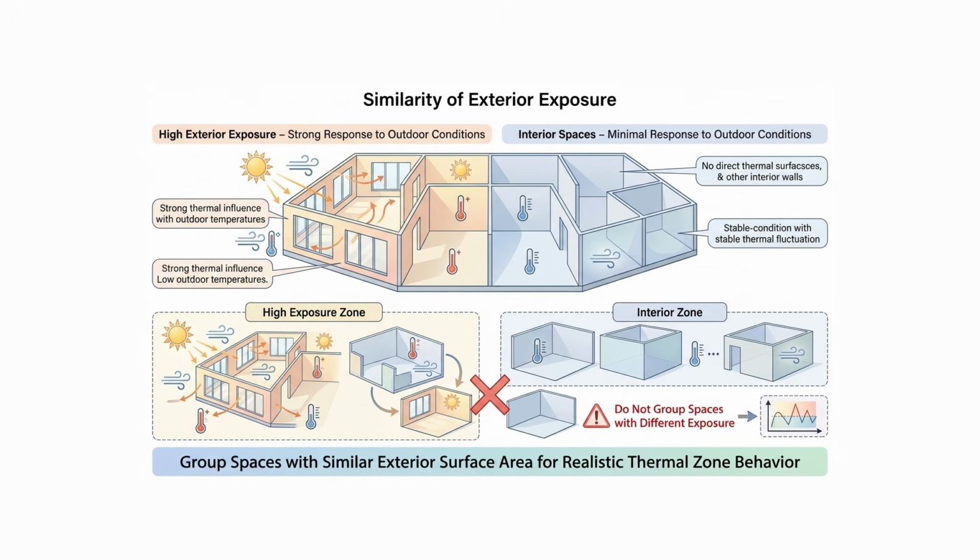One important factor is the similarity of exterior exposure. Spaces that have similar amounts of exterior surface area, such as walls, roofs, or windows, are often good candidates to be grouped into the same thermal zone. If two spaces are exposed to similar outdoor conditions, their thermal behavior will likely be comparable. On the other hand, if one space has many exterior walls and large windows, while another space is completely interior, their temperatures will likely respond very differently to outdoor weather. In that situation, grouping them into the same zone could produce unrealistic results.